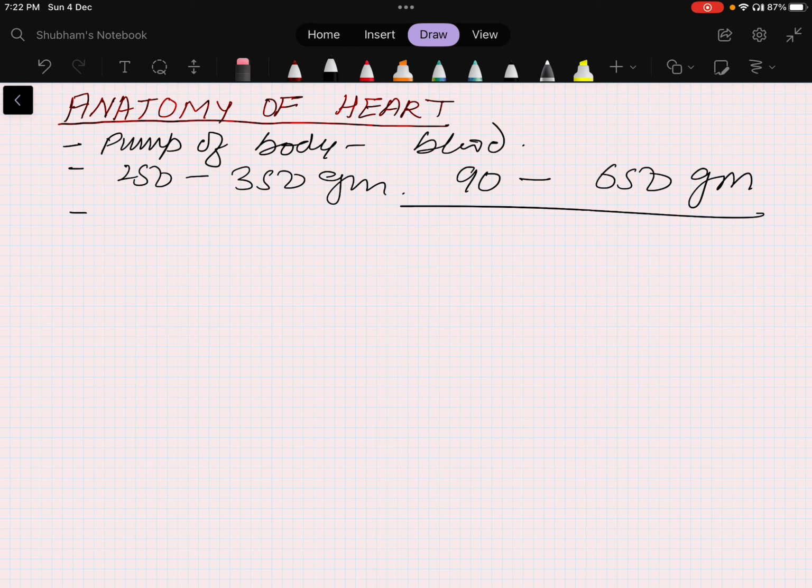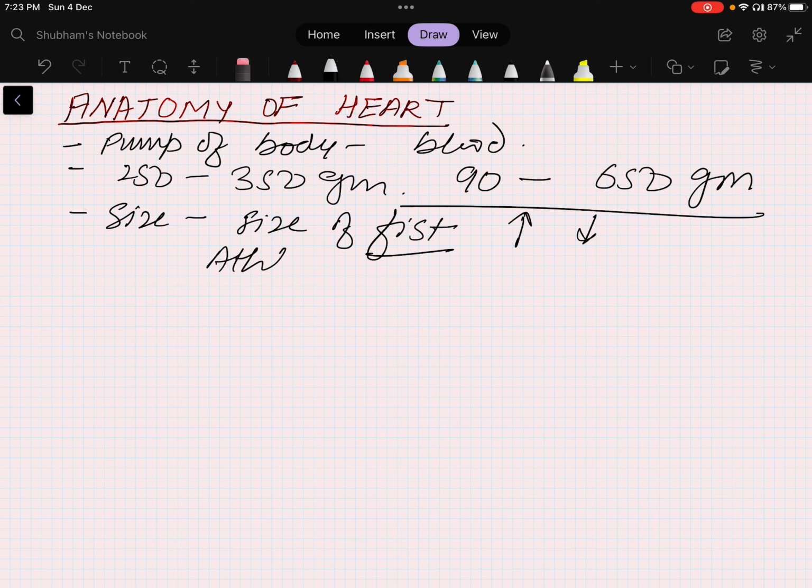The size of our heart is usually correlated with the size of the fist, just around the size of a fist. Obviously, it may increase or decrease depending on the situation, like in a situation where a patient is athletic, the size will increase due to increase in function.